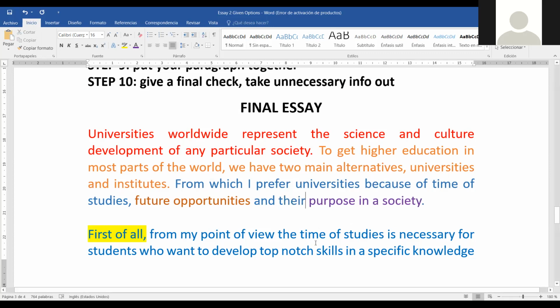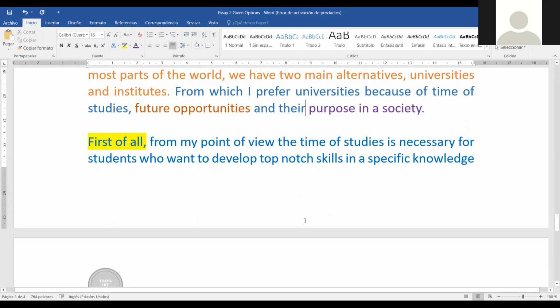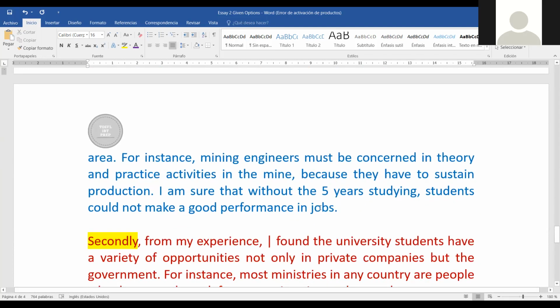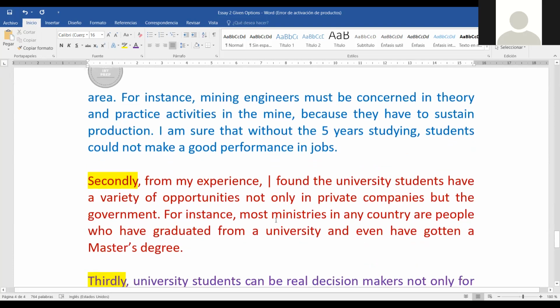First of all, from my point of view, the time of the studies is necessary for students who want to develop top-notch skills in a specific knowledge area. For instance, mining engineers must be concerned with theory and practice activities in the mine because they have to sustain production. Ensure that without the five years studying, students could not perform well in jobs.